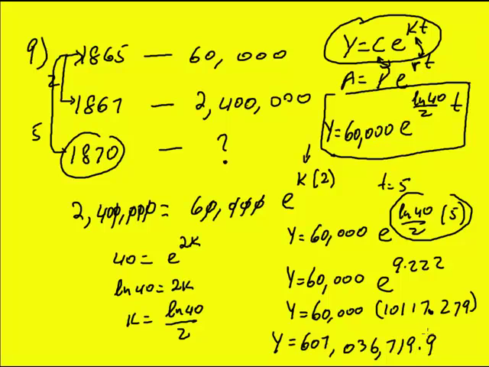But I can't use the 0.9. I can't round up the rabbits. Unlike money, I cannot round up the rabbits, so I have to cut it off. And so my answer, 5 years later, is going to turn out to be 607,036,719 rabbits. Alright, that is it.